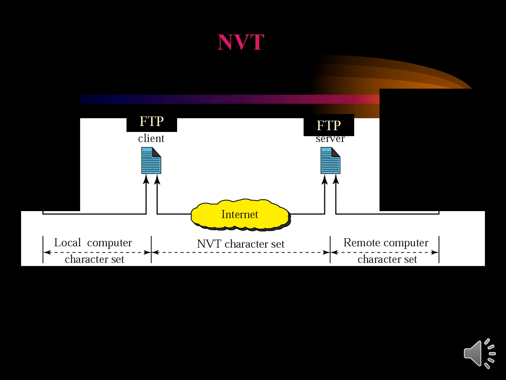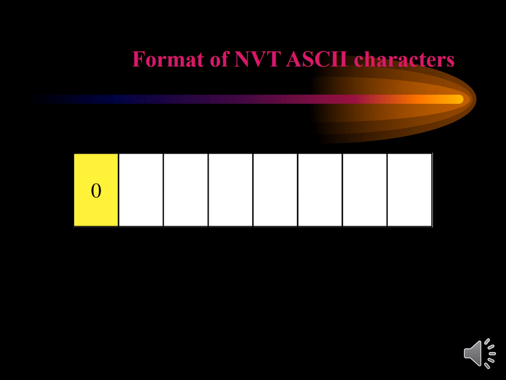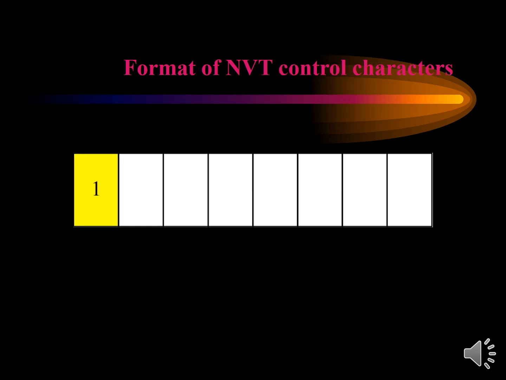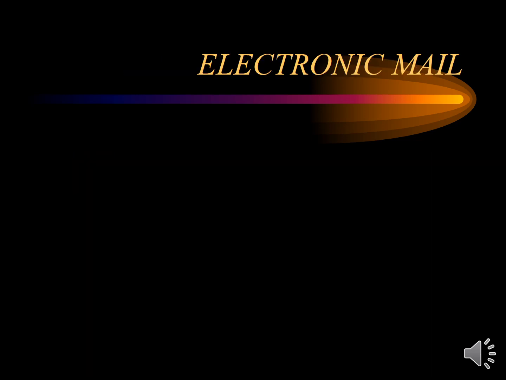So FTP: the local connection characters will be in the FTP, internet NVT character set, and the remote computer character set also. Simply say that the communication is between the FTP client and server, as well as the format of NVT ASCII character 0, control character 1.